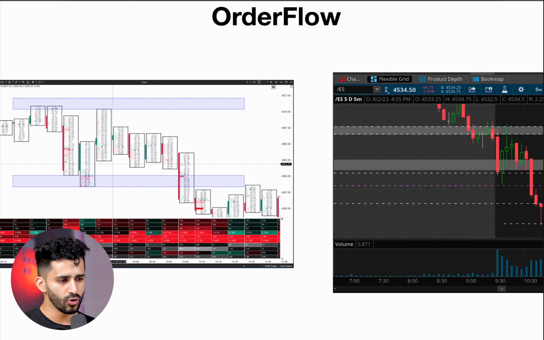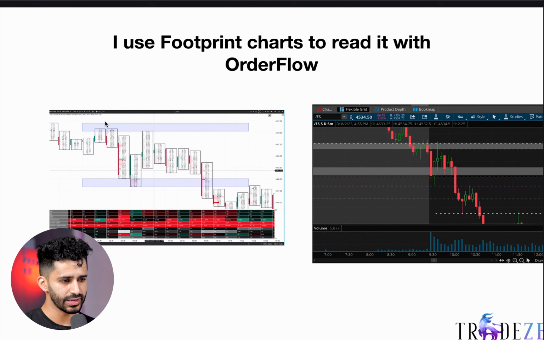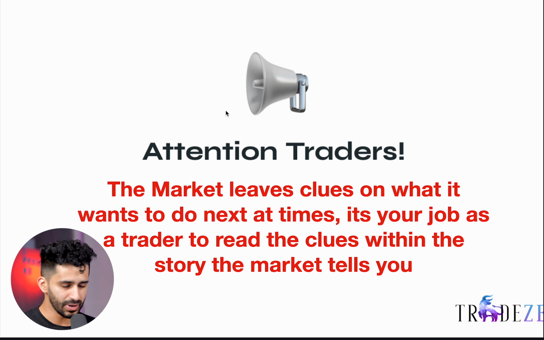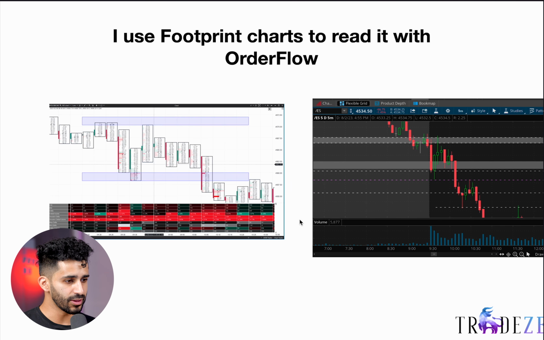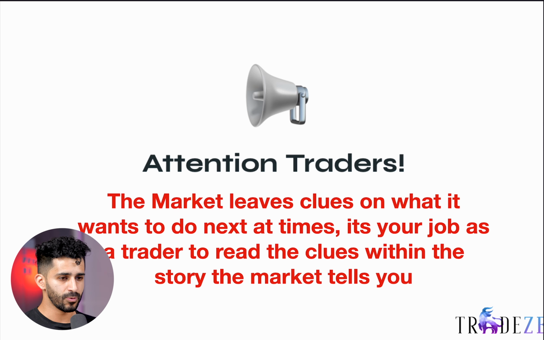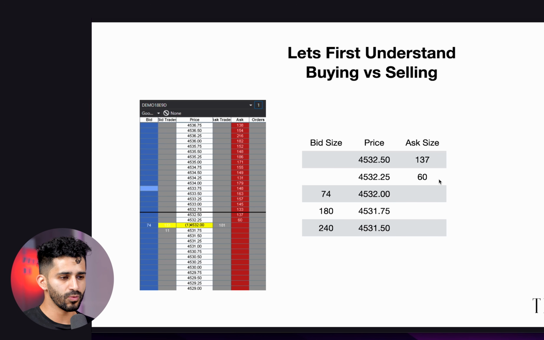Right now, before we get into footprint charts and before we get into all of that, there's one thing I want to put a lot of focus on. The market leaves clues on what it wants to do next at times. It's your job as a trader to read the clues within the story the market tells you. So once again, the market leaves clues. Our job as traders is to read those clues via price action, via order flow, by identifying who is in control of the price. Is it the buyers? Is it the sellers?